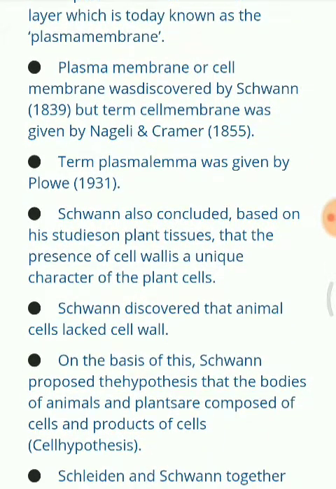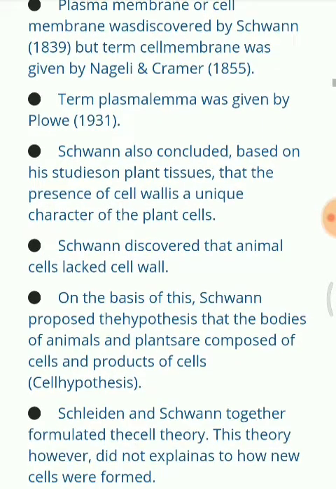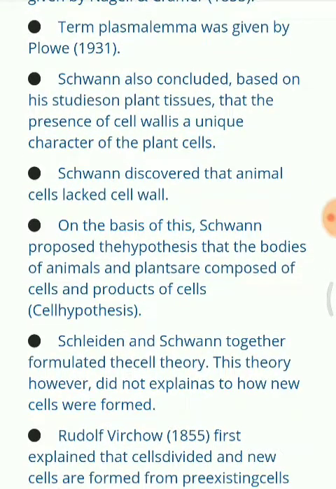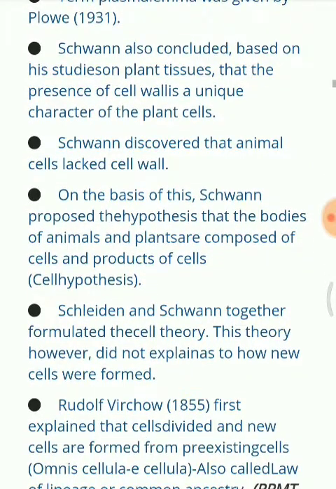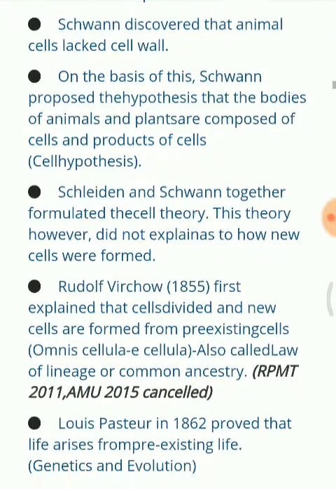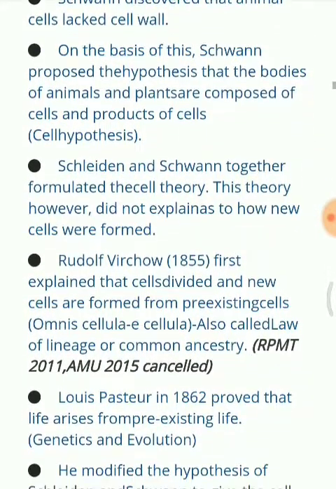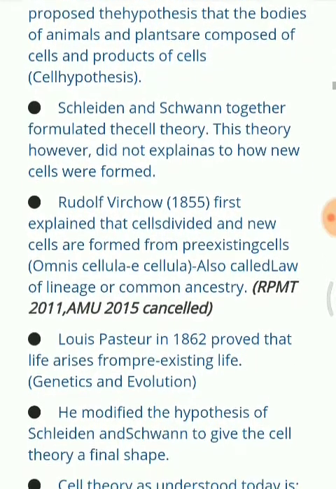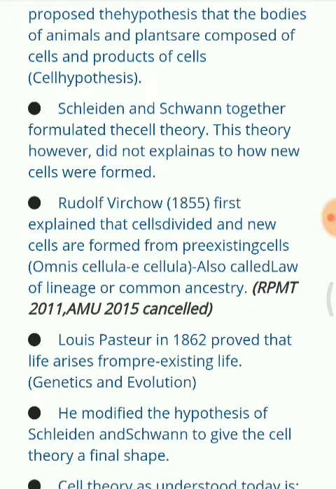Schwann also concluded, based on his studies of plant tissues, that the presence of a cell wall is a unique character of plant cells. Schwann discovered that animal cells lacked a cell wall. On the basis of this, Schwann proposed the hypothesis that the bodies of animals and plants are composed of cells and the products of cells. Cell hypothesis: Schleiden and Schwann together formulated the cell theory. This theory, however, did not explain how new cells were formed. Rudolf Virchow first explained that cell division forms new cells from pre-existing cells, omnis cellula e cellula, also called the law of lineage or common ancestry.